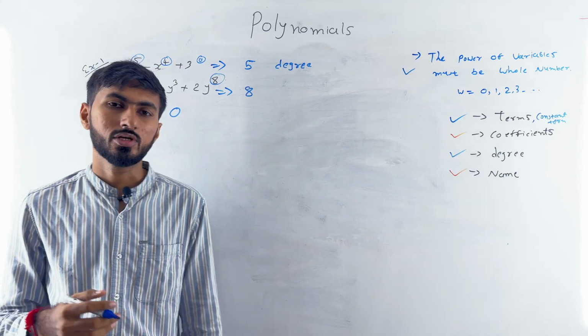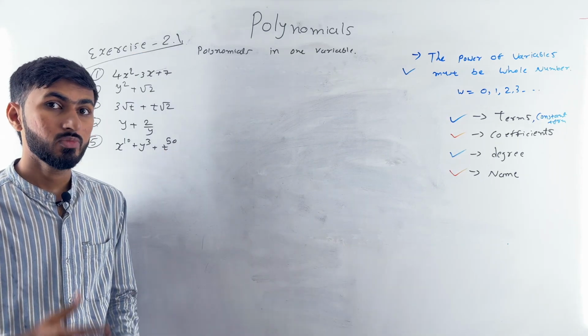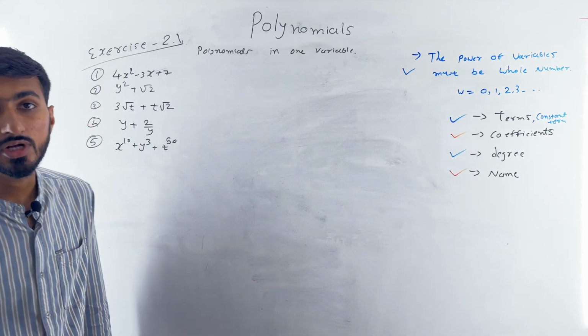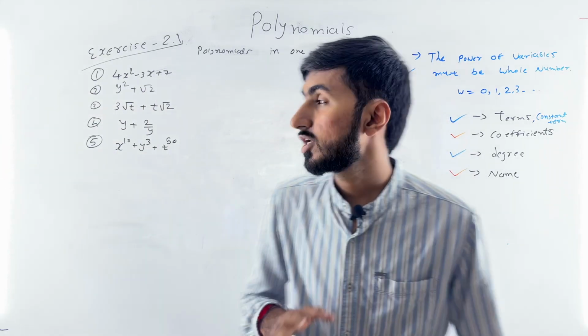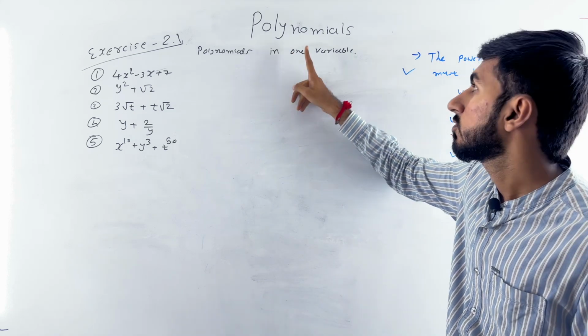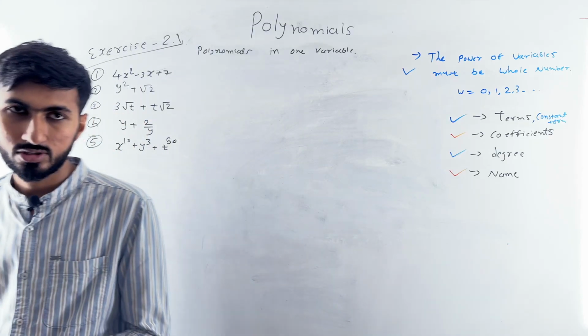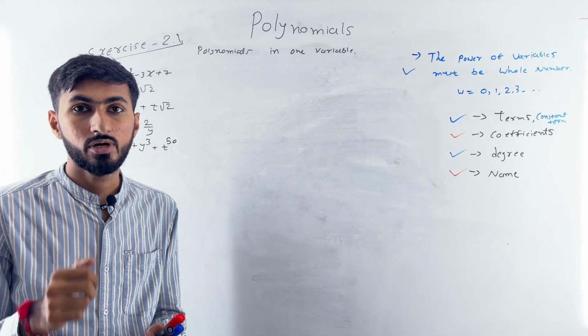Now we will move on to exercise 2.1. So here is our first question of exercise number 2.1. In this question, I have to identify which are the polynomials in one variable. Focus here, one variable, right? Polynomials in one variable. I have to give the reason if it is not a polynomial in one variable.